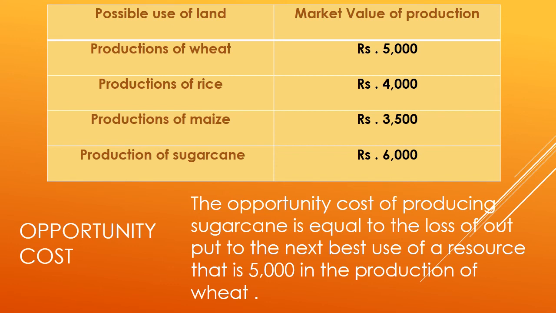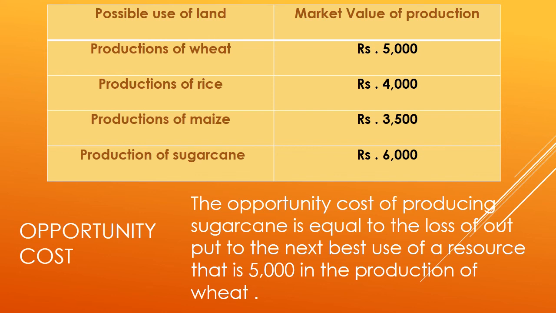Here you see in the table, there are various possible uses of land. You can use land for the production of wheat, which gives a market value of production of rupees 5,000. The market value of production, if that land is used for the production of rice, is 4,000. If the same land is used in the production of maize, the market value would be 3,500. And if the land is used for the production of sugarcane, the market value of production is 6,000.